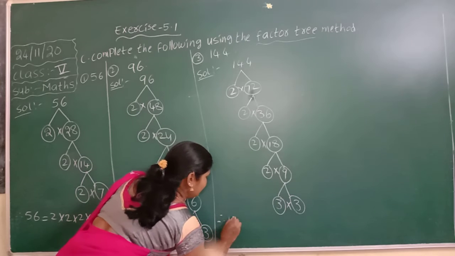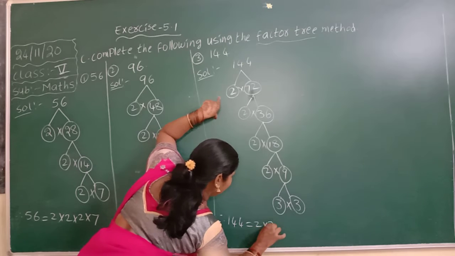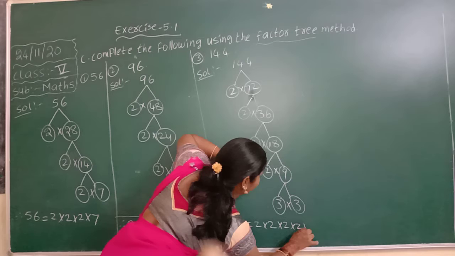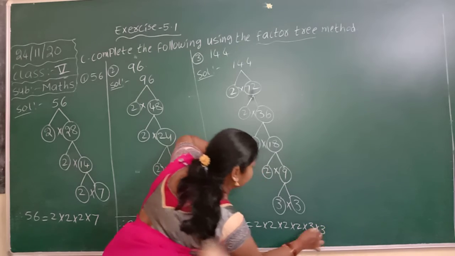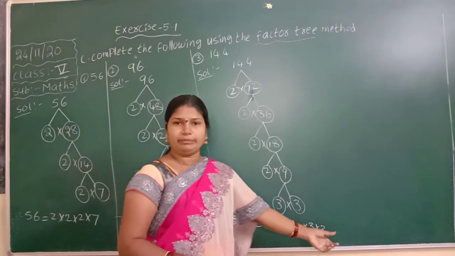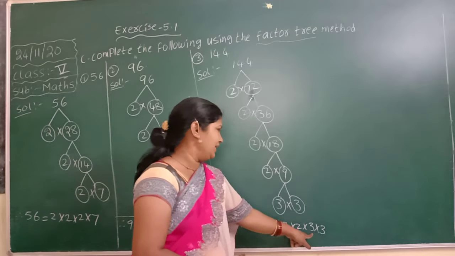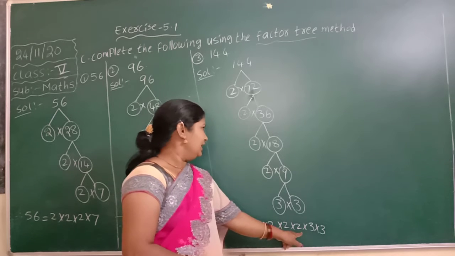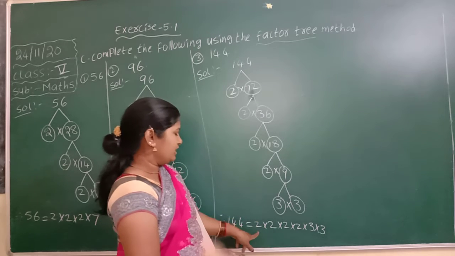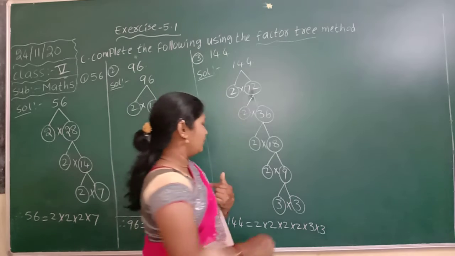Then 144 is equal to 2 into 2 into 2 into 2 into 3 into 3. If you want, you can multiply and check, and you will get the same number. 3 3s are 9, 9 2s are 18, 18 2s are 36, 36 2s are 72, 72 2s are 144. Okay.